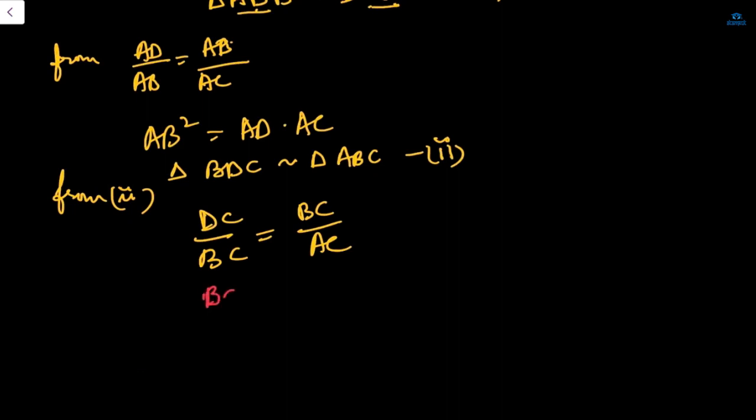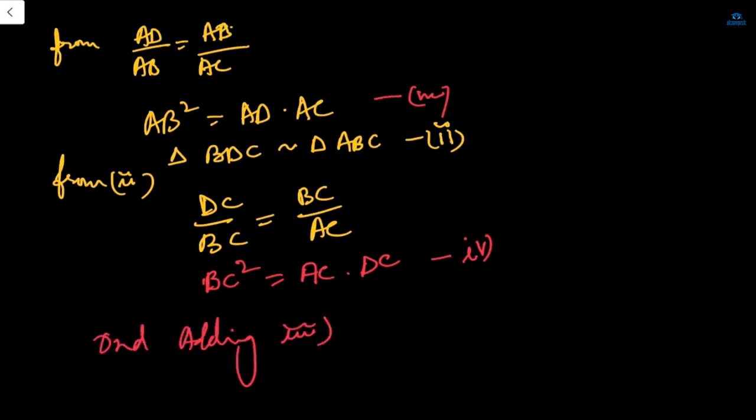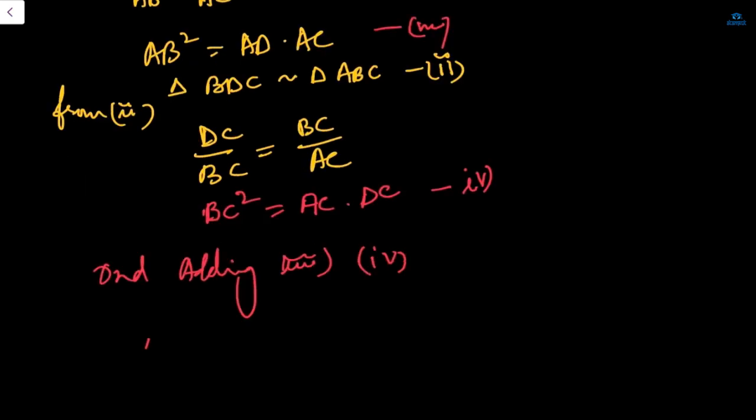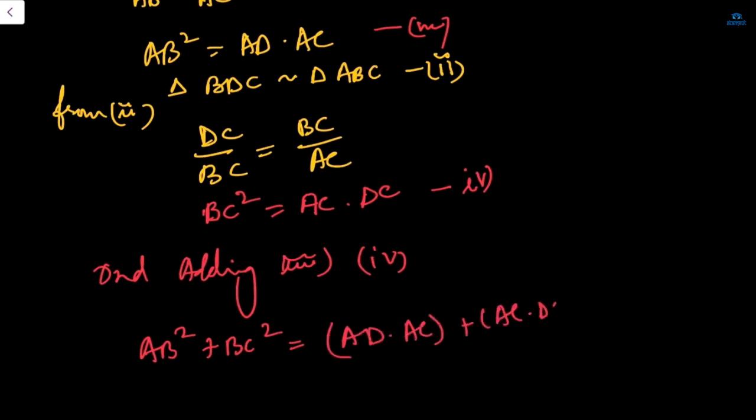Now what you will get: BC square is equal to AC into DC. This you got; you can write here third and here fourth. Now adding third and fourth, what will you get? AB square plus BC square is equal to AD into AC plus AC into DC.